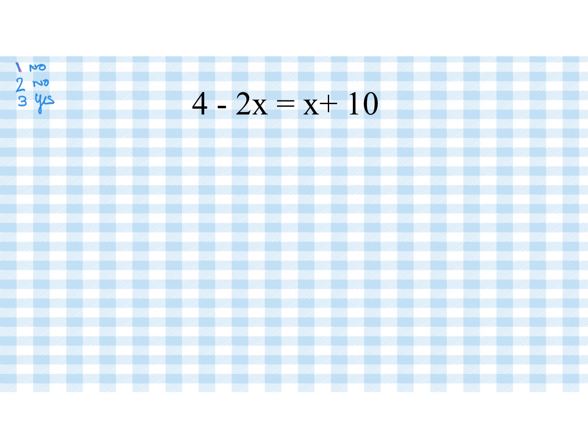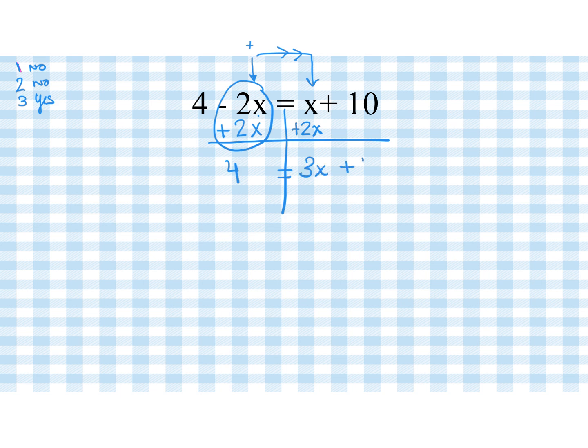I usually like to keep my x's positive, which means I'm going to take this x right here, this negative 2x, and I'm going to move that over to here. Okay? So I do that by doing the opposite. The opposite of negative 2x is positive 2x. So I'm going to add 2x right here. I'm going to add 2x here. This is my intentional 0. So what's left is 4, and that's going to equal 3x plus 10.